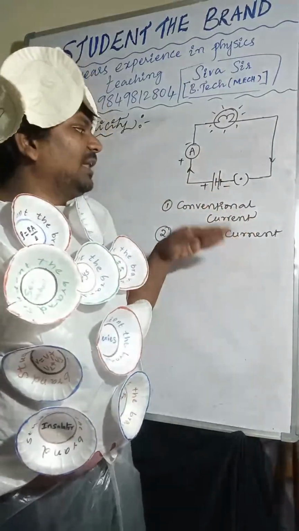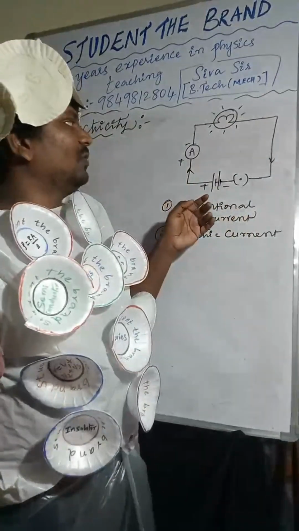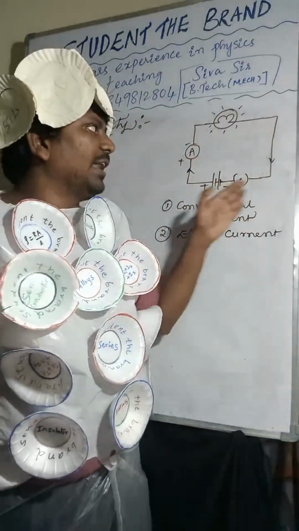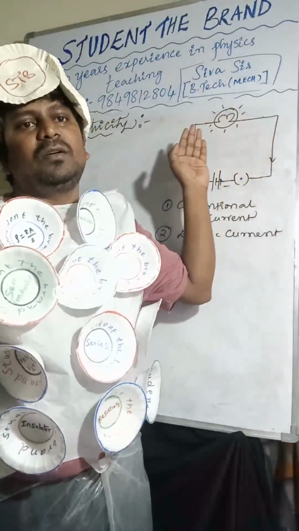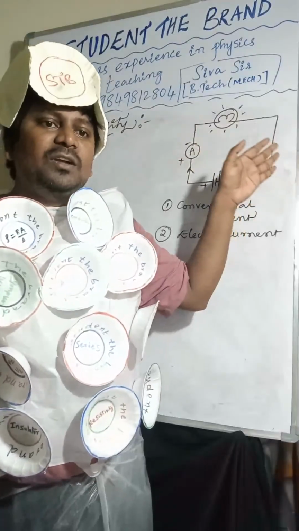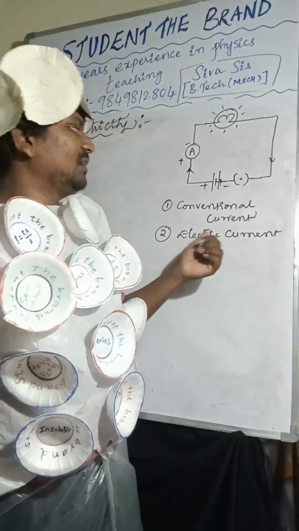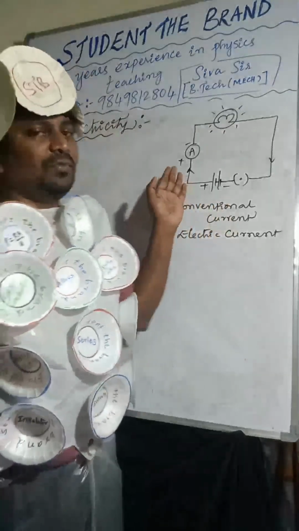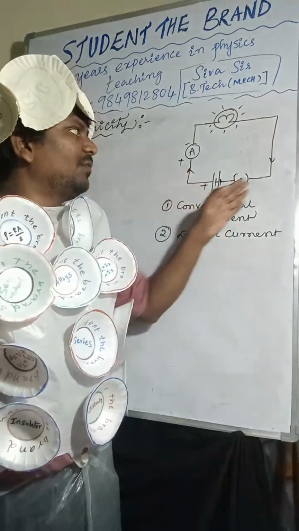Now we are going to the electric current. After they found that the flow of electrons, because of the electrons' movement only, current is passing, they mentioned electric current. So conventional current is nothing but the flow of positive charges, and electric current is nothing but the flow of negative charges.